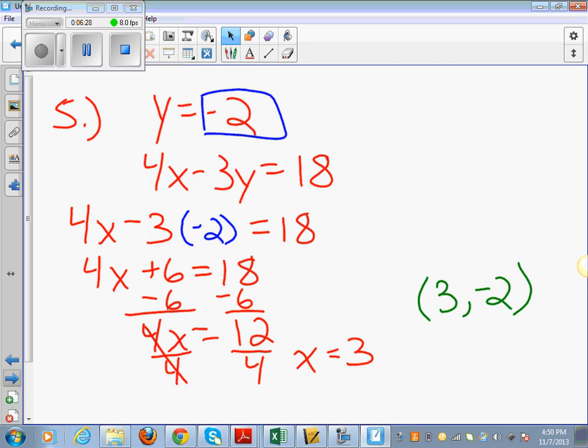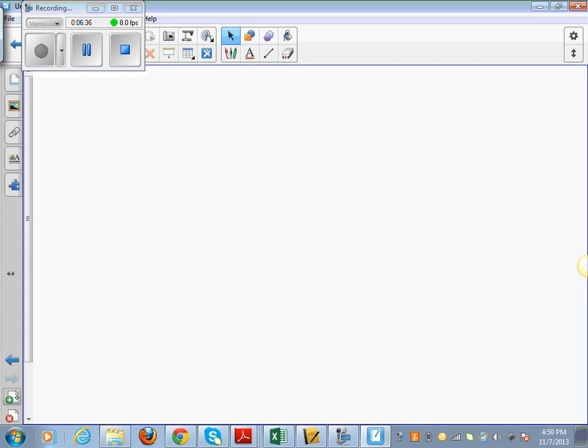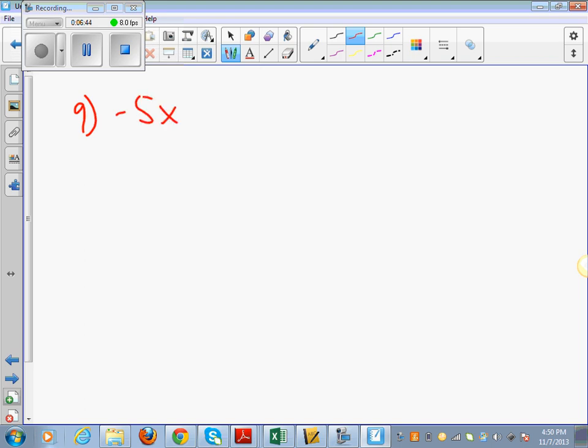All right, and the last example I want to do is number 9, because I know that it is just a little bit harder. So number 9, we have negative 5x plus y equals negative 2, and we have negative 3x plus 6y equals negative 12.